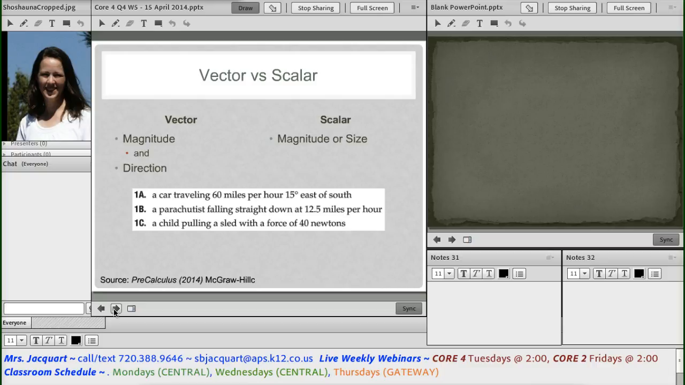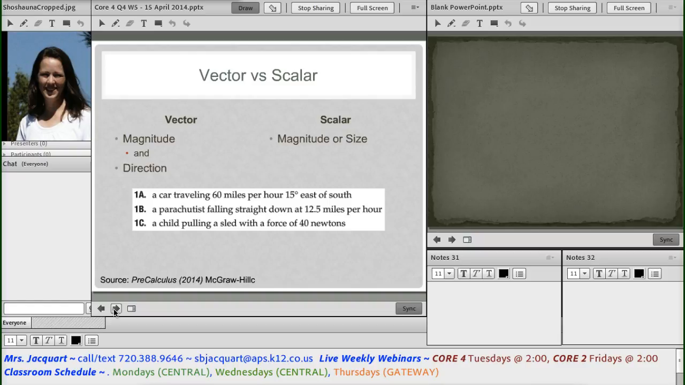So let's just real quick look through which one is which. Vectors have magnitude and direction. A scalar will either have a size or a magnitude. Now, just so you know, magnitude is super similar to direction. So it's one or the other, but it's not both. So let's connect our dots.